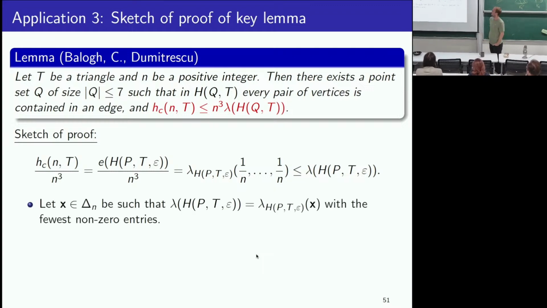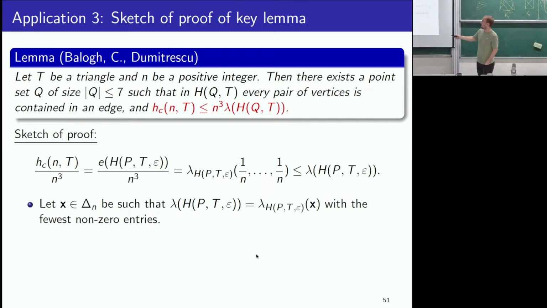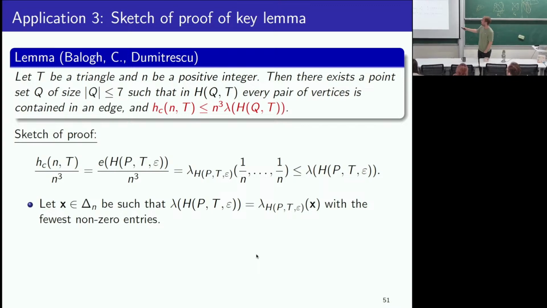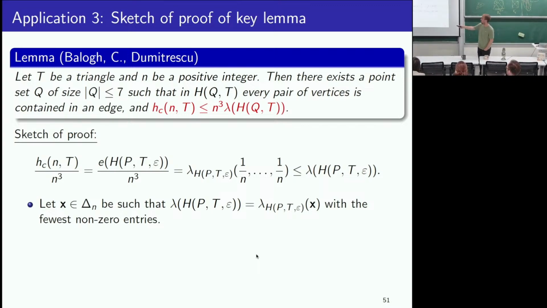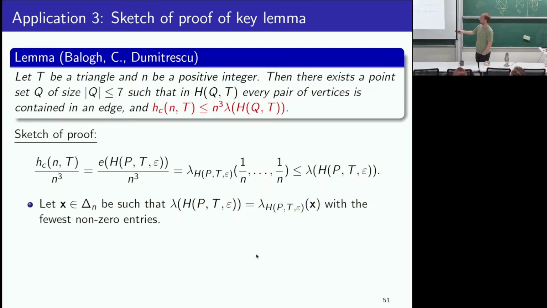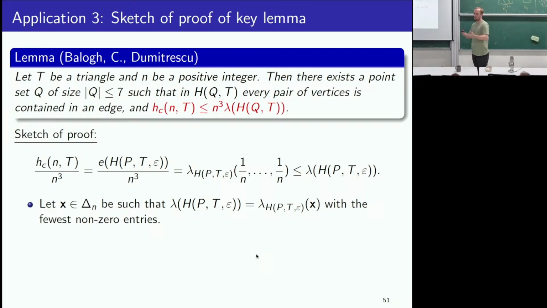And what we're doing now is we take a maximizer of the Lagrangian polynomial. We take an assignment of values to vertices, such that if we evaluate the Lagrangian polynomial at this vector, we get the Lagrangian. And among all such maximizers, we choose one with the fewest non-zero entries. Right, so for one maximizer, you can count how many vertices are being assigned 0, and among all of them, we choose one with the fewest non-zeros.